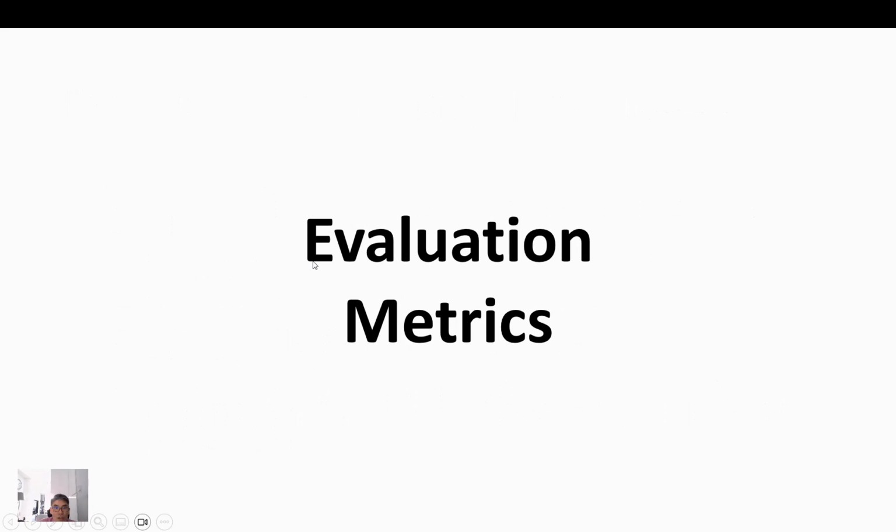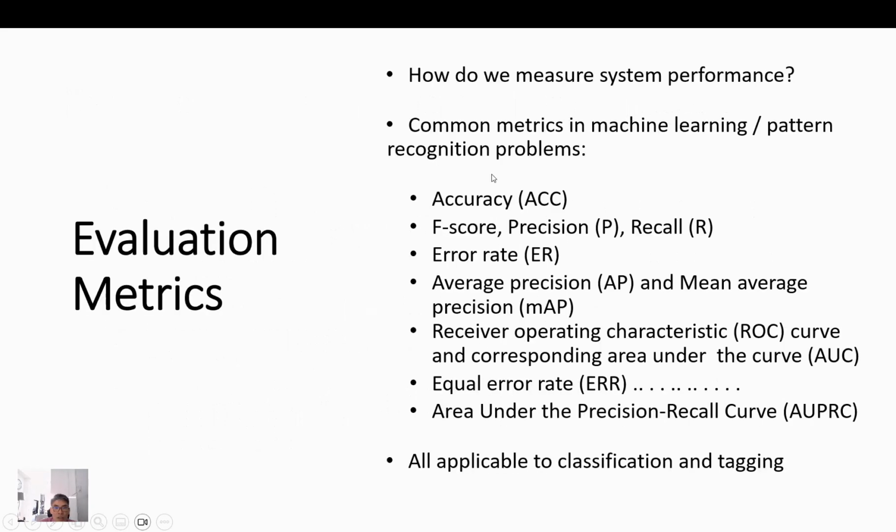So for evaluation of metrics, I think these are all the common ones that we use to measure the system performance: the accuracy, F1 score, error rates, the average precisions and mean average precisions, receiver operating characteristic, in short ROC, or even the corresponding area under the curve, AUC, and the equal error rate, EER, and also the area under the precision recall curve, AUPRC. Okay, so there's many ways that you can measure the system performance.